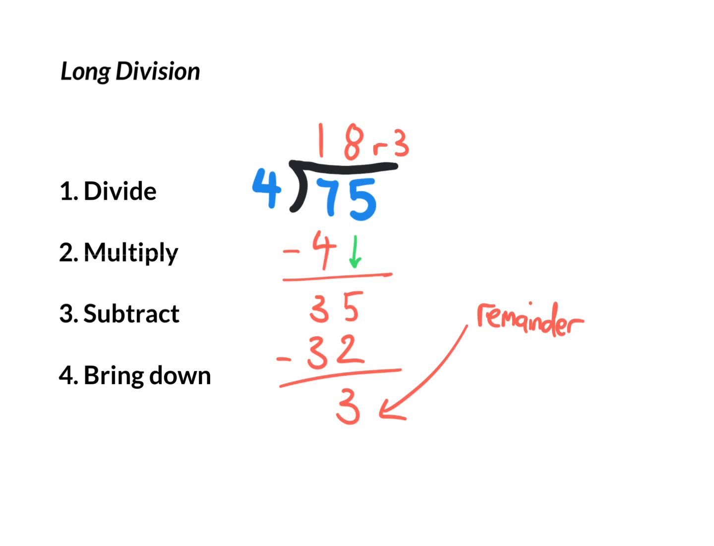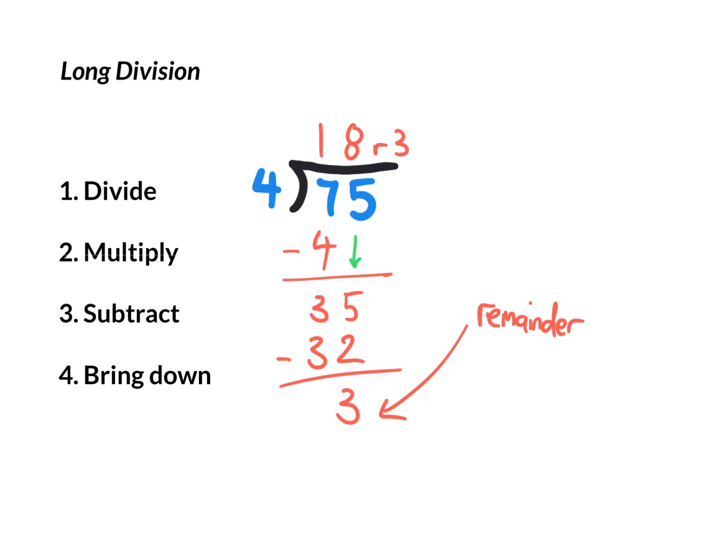The first thing we do is we say 7 divided by 4. We've divided. 7 divided by 4 is 1. We place the 1 at the top. We multiply them. We say 1 times 4 is 4, and we put the 4 down. And then we subtract. We say 7 take away 4 is 3, and we put the 3 down. Then we bring the 5 down from the ones column.